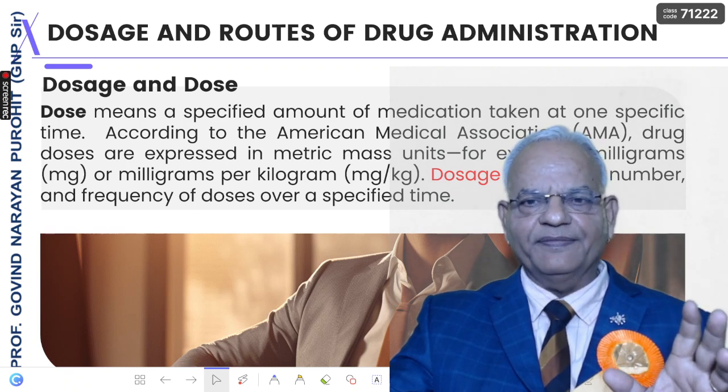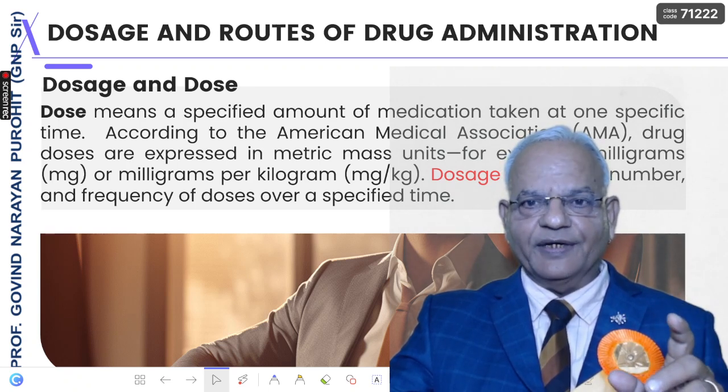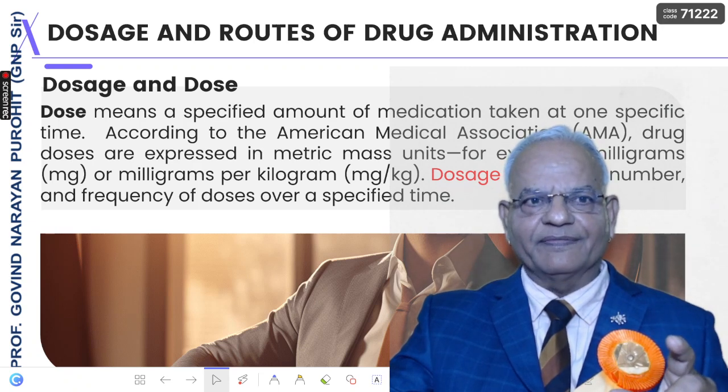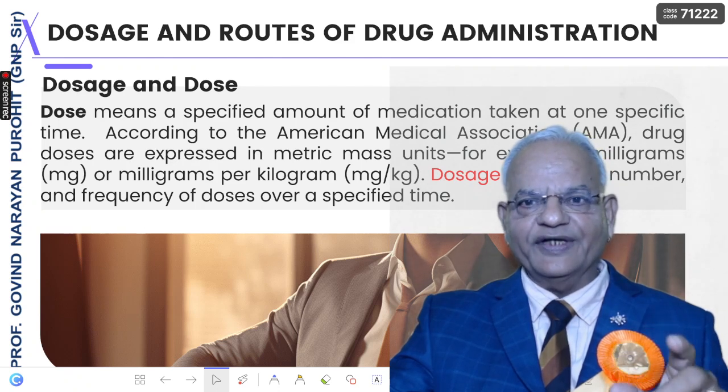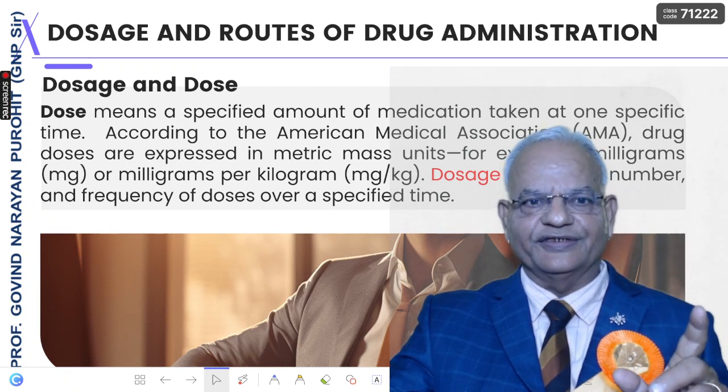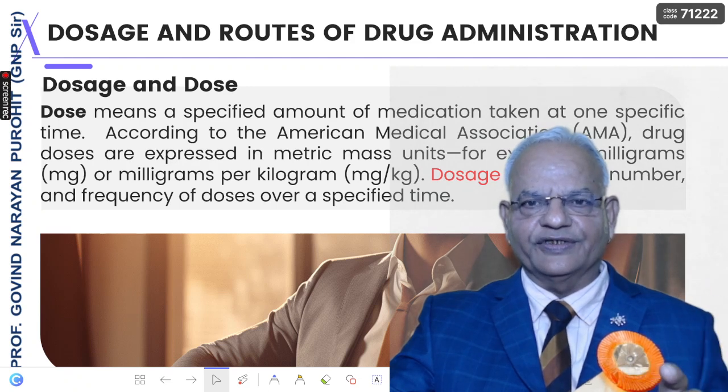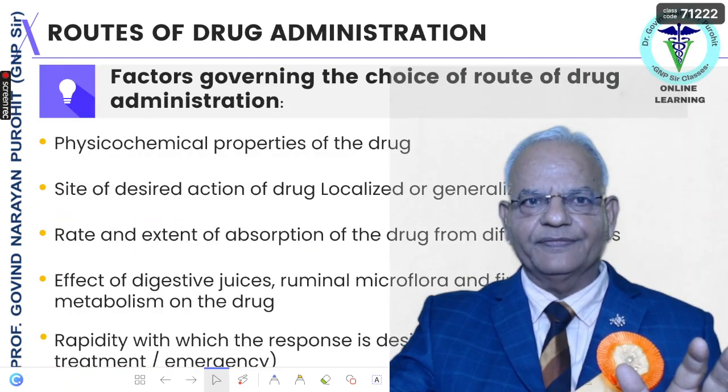So, if you are prescribed paracetamol 500 milligram, that is the dose. And if you are advised to take it 3 times a day, then that is the dosage, right? So that makes the difference between dose and dosage clear.